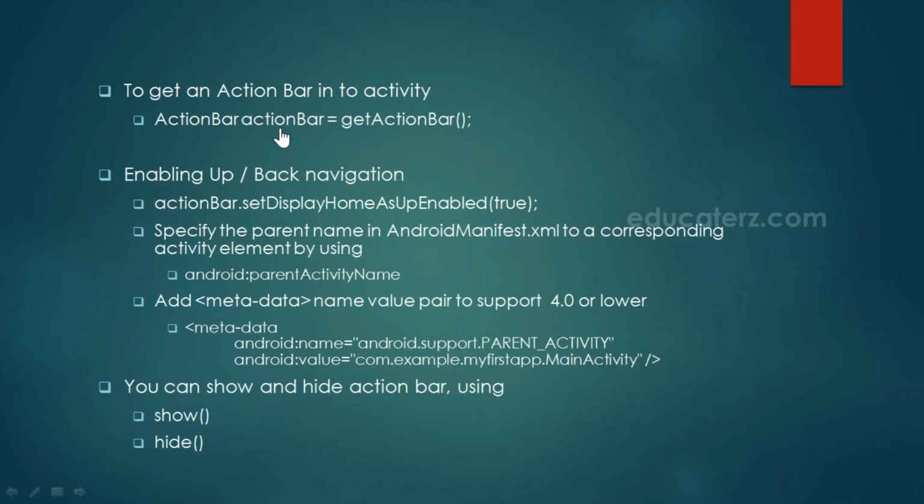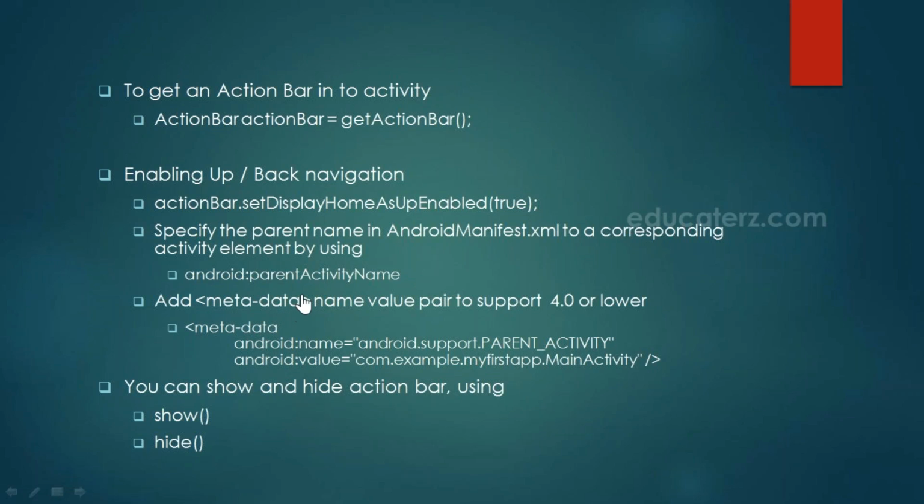If you want to set the action bar to your activity, just simply call the getActionBar method. Then if you want to enable the back navigation or up navigation, we use setDisplayHomeAsUpEnabled, which takes a boolean. So just always set it true and specify the parent name in your manifest.xml file on that particular activity where you would like to set it. Go there and set the parent activity name. Give it as a string reference, or directly whatever the previous activity is that you have to set as a parent.